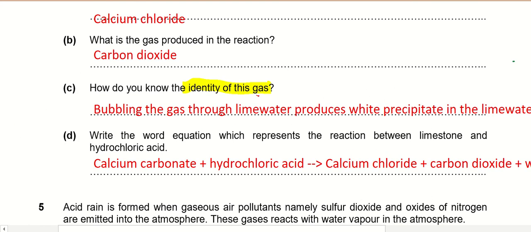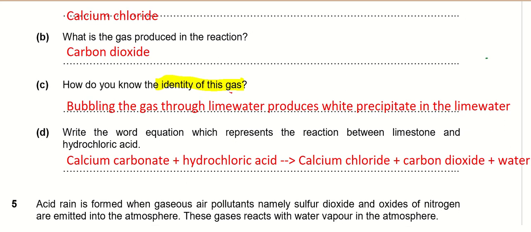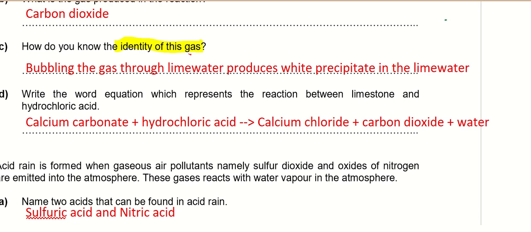Okay, so moving on. How do we identify this gas as carbon dioxide gas? Essentially they're asking for the test for carbon dioxide gas. So bubble it through lime water, and you produce a white precipitate. Next is just writing down the word equation. Okay, let's move on.